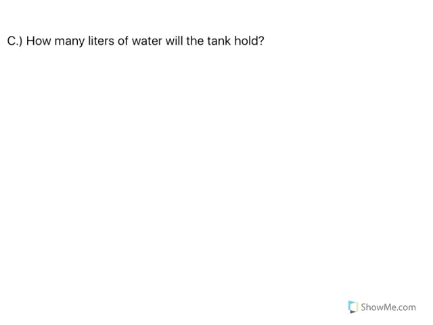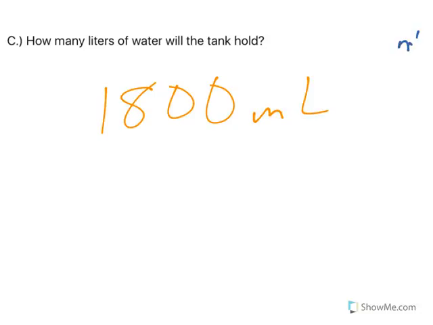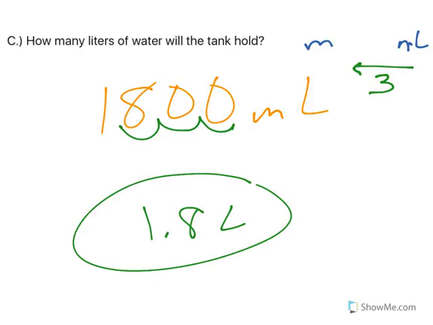How many liters will this hold? Okay, so if you think about this, I have 1,800 milliliters. Milliliters are over here, liters are here, I have to go left 3 places. So I take my decimal, 1, 2, 3, and I end up with 1.8 liters. Next problem. Why didn't my page flip?